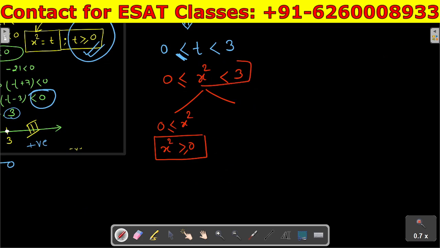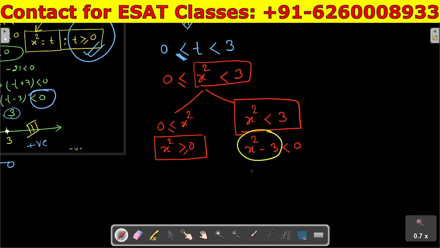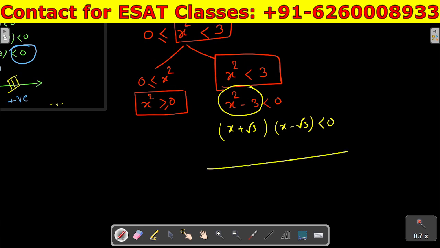Now the second condition is this, we have x square less than 3, right? So how can we solve this? See, again this is a quadratic inequality, so we will do the same thing. X square minus 3 should be less than 0. First we will try to find the roots of this x square minus 3. So we can do the factorization. We can write x plus root 3 and x minus root 3 should be less than 0. After that we can plot the sign scheme. So see, the roots are minus root 3 and plus root 3.